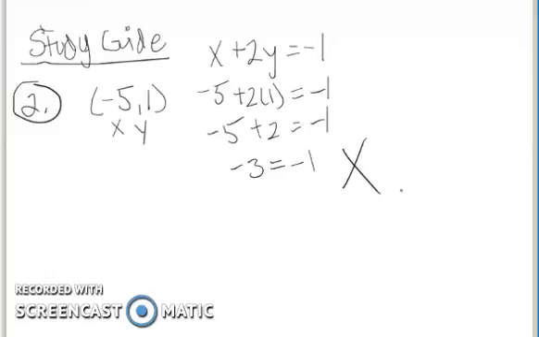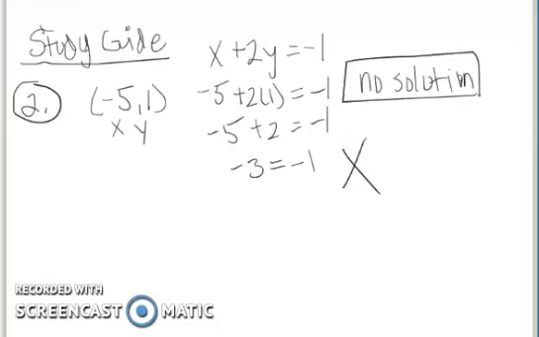And since I already got a not true, I don't actually have to plug it into the other equation, because if it doesn't work for one, it's not going to work for either. So my answer for number 2 is no solution. This is not a solution to my system. Sorry, I should say not a solution. All right. Moving on to the next one.